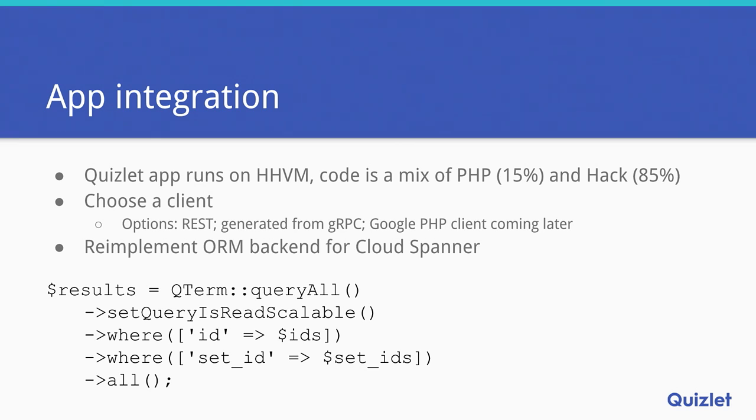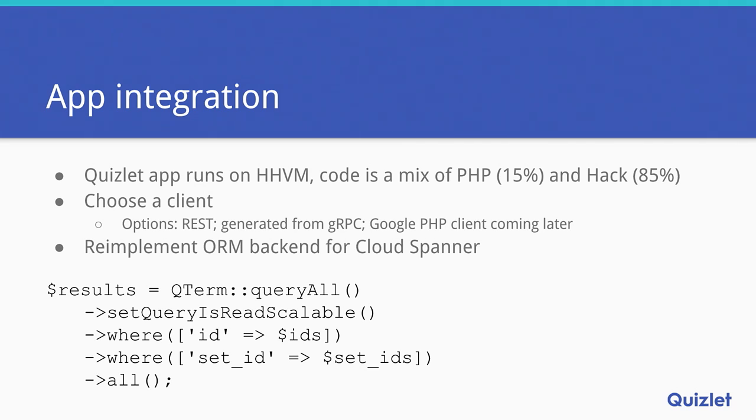Quizlet was originally written in PHP. We now run on HHVM, which is Facebook's PHP compiler. And our code is a mix of PHP and Hack. PHP is the favorite language of few people, and so we've optimized, and we really like HHVM and Hack, and it's been a good way to carry our application forward. So there's not yet a Spanner PHP client, though I understand one is coming soon.